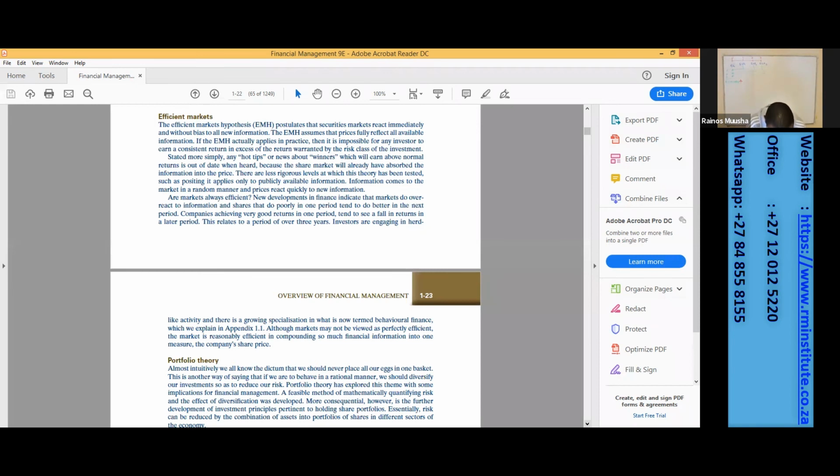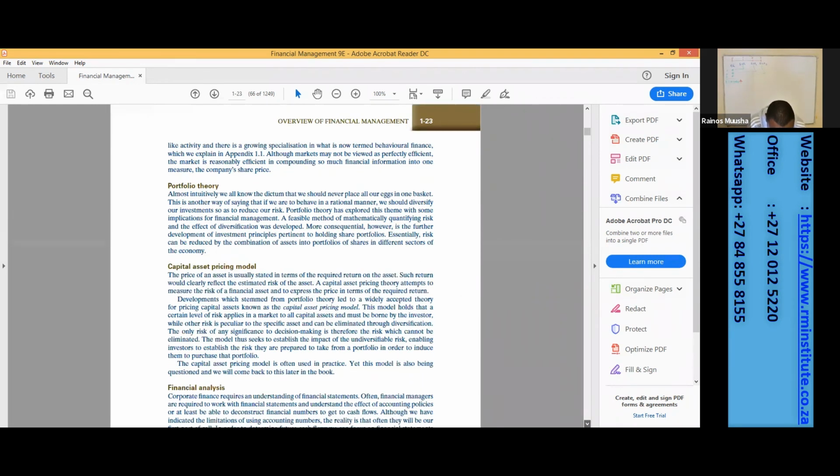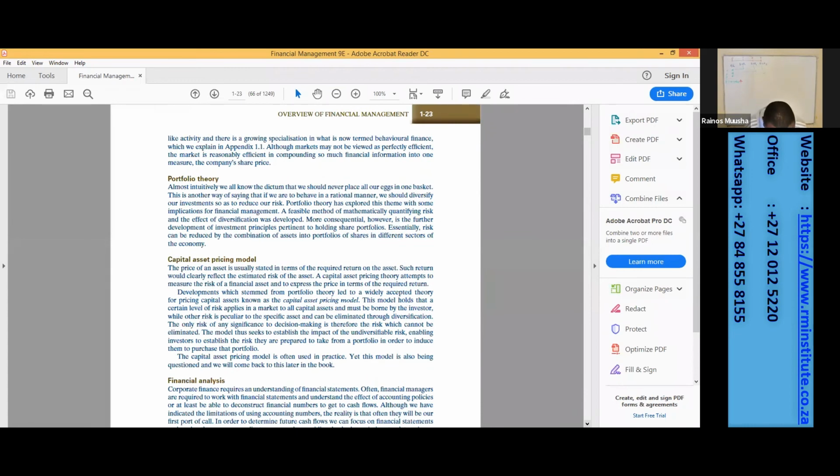Next, we look at the portfolio theory. And here they say the portfolio theory, almost intuitively, we all know the dictum that we should never place all our eggs in one basket. This is another way of saying that if we are able to behave in a rational manner, we should diversify all our investments so as to reduce what? Our risk as well.